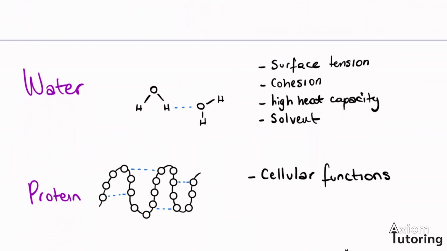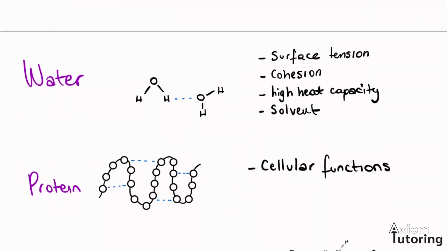But hydrogen bonds also form between other molecules. In proteins, they form between amino acids to keep together their secondary structure. And proteins are very important for cellular function. So without the hydrogen bonds keeping proteins together, our cells would not be able to function properly.